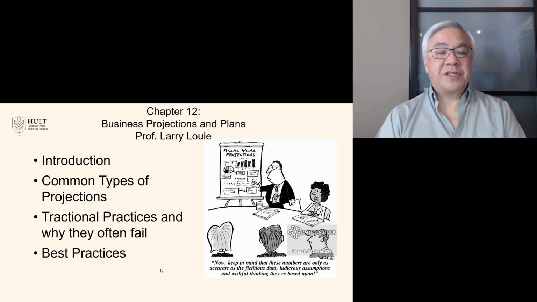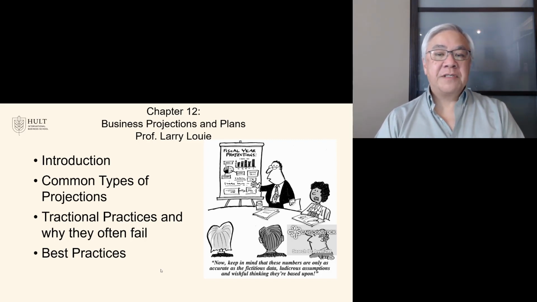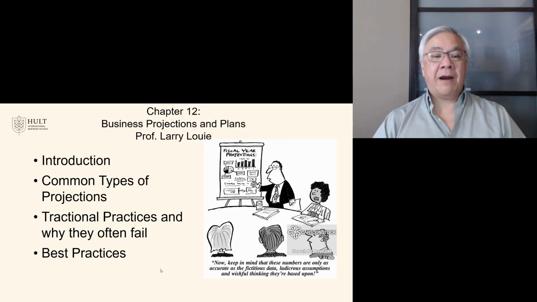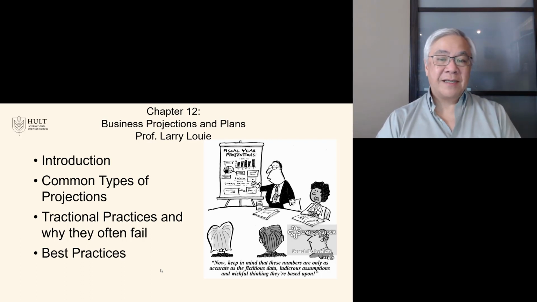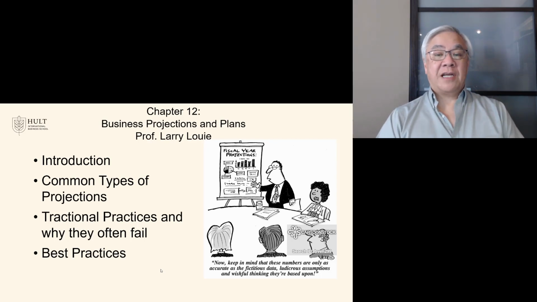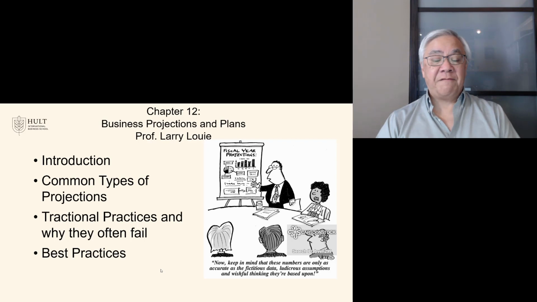We're on chapter 12, which is business projection and plans. You'll see that chapters 12 and 13 are a pair, where 12 covers the concepts and 13 covers more of the details. Start with an introduction, then common types of projections, followed by some traditional practices and why they fail, and then some best practices, again, before we move into chapter 13.